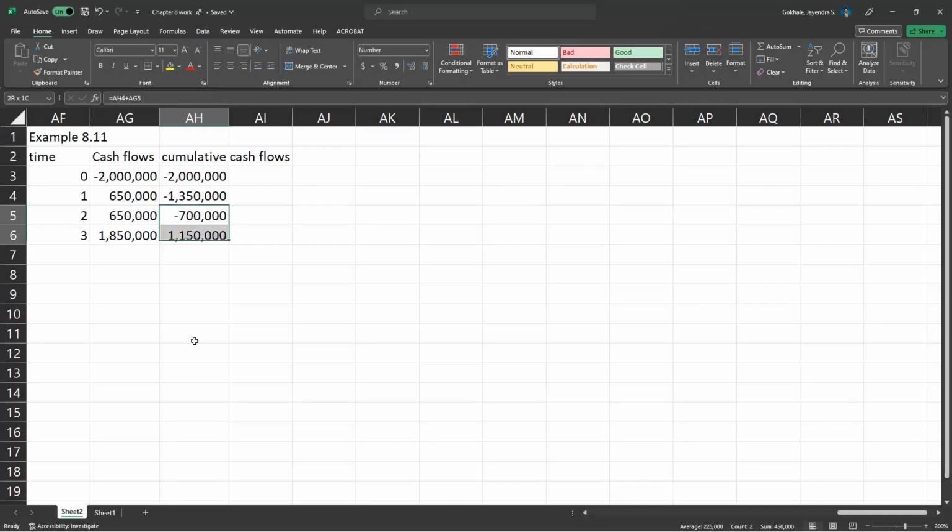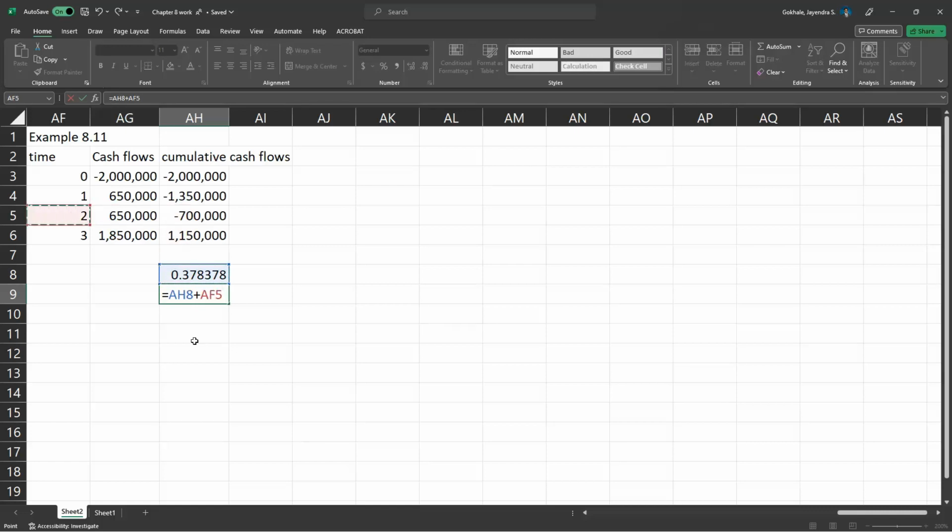So we can say that the payback period here is between 2 and 3 years, because that's when the cumulative cash flows turn positive. But how much is it? We need $700,000 more between years 2 and 3, but we actually end up with $1.185 million. So the partial period that we can apply is minus 700,000 divided by 1.185, or 0.37 years. So the payback period is equal to 0.37 plus the 2 years that have elapsed.